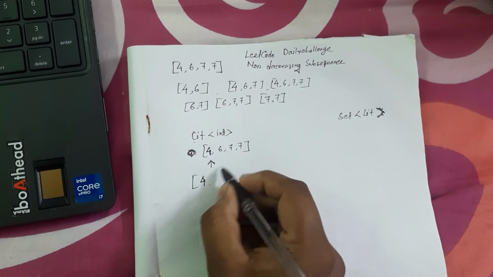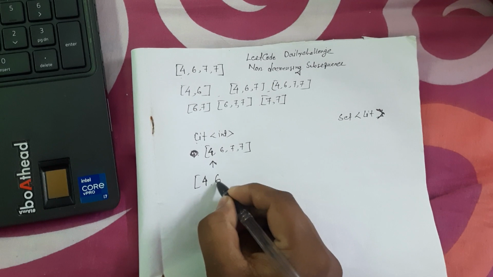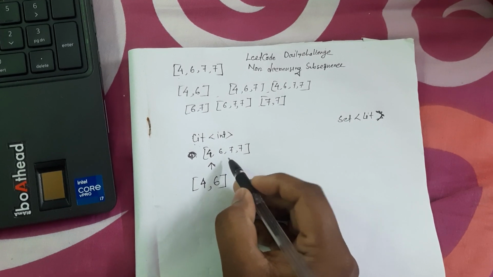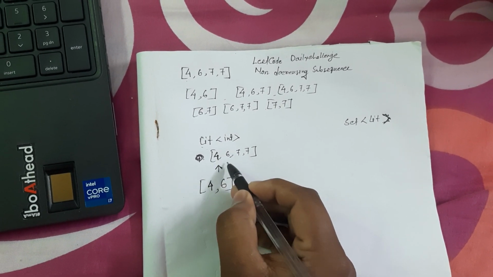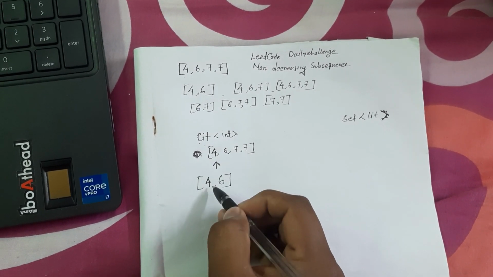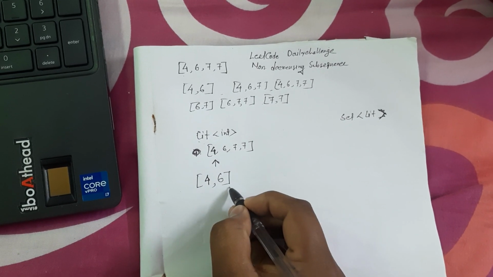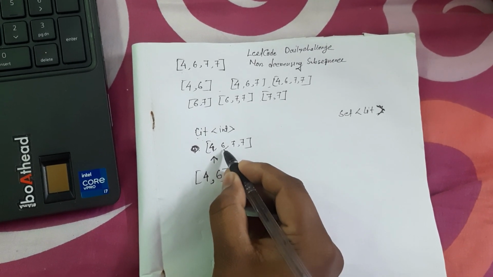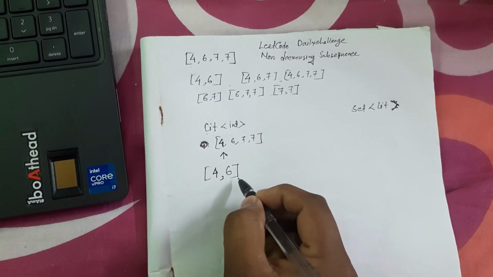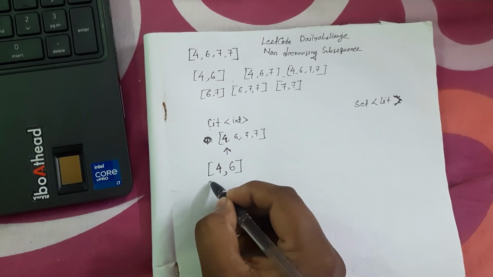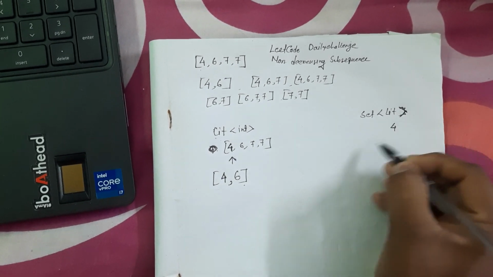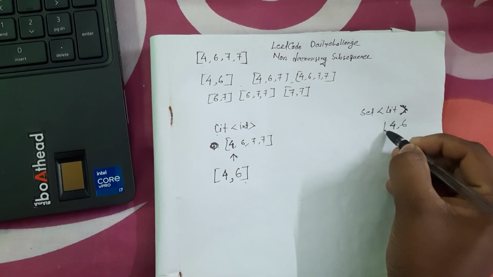Then we call the next index, 6. Before putting the 6, we need to check whether 6 is greater than or equal to the previously inserted element. It is greater than the previously inserted element, which is 4. So it satisfies the condition, and I will add the 6 to our current list. So the list becomes 4 and 6, and we can see that the size of the list is at least 2, so I will put the list into our answer set.